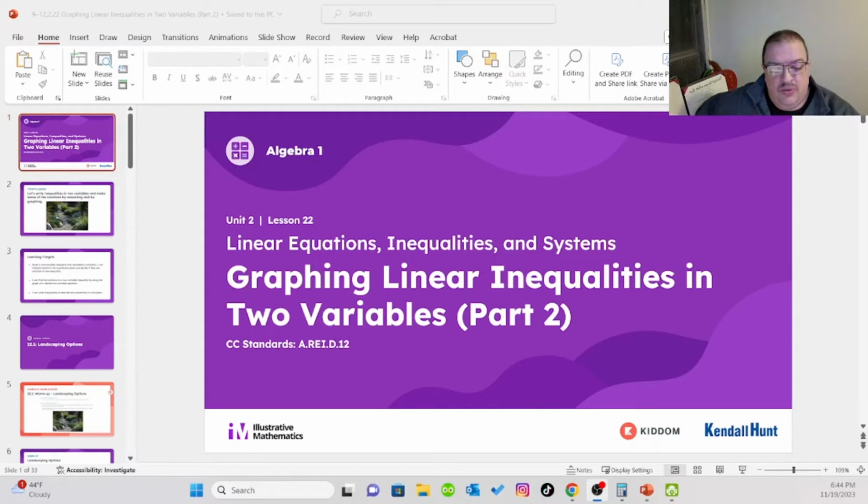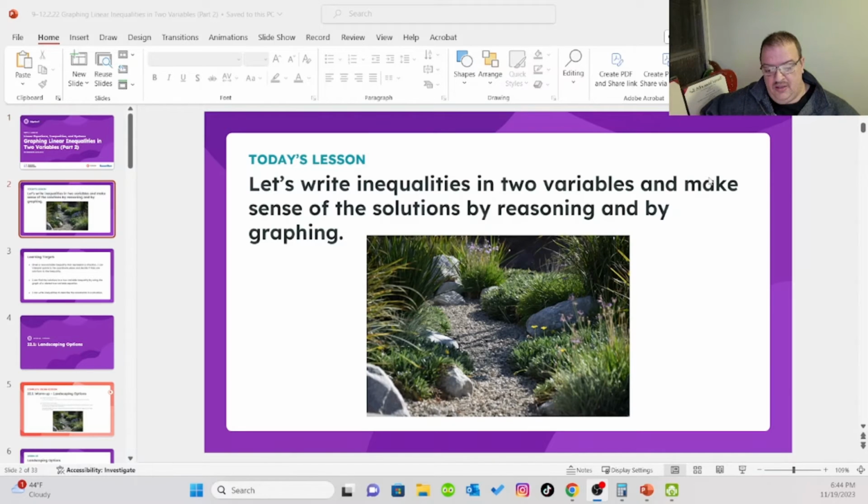Welcome to Unit 2, Lesson 22. This is the second part of graphing linear inequalities in two variables. In today's lesson, we're going to write inequalities in two variables and make sense of the solutions by reasoning and by graphing.